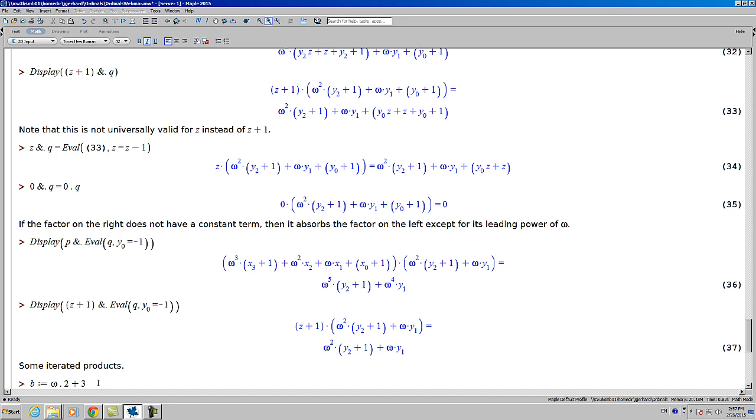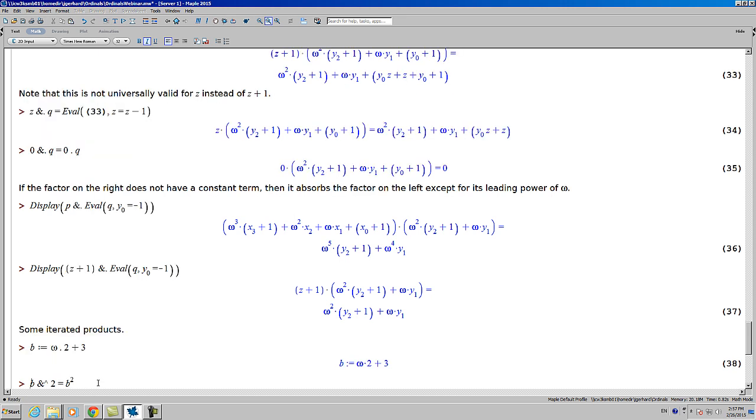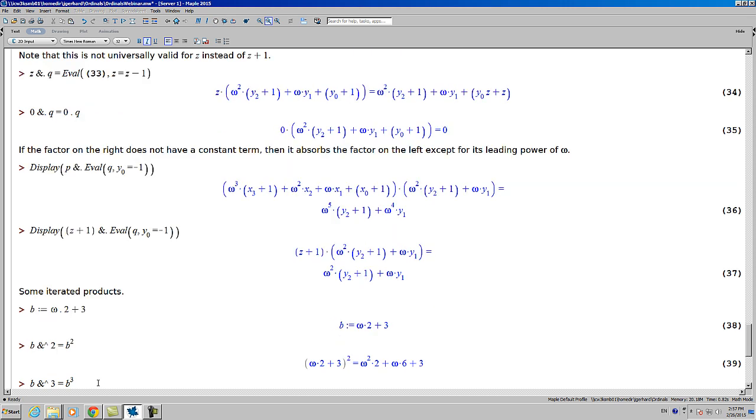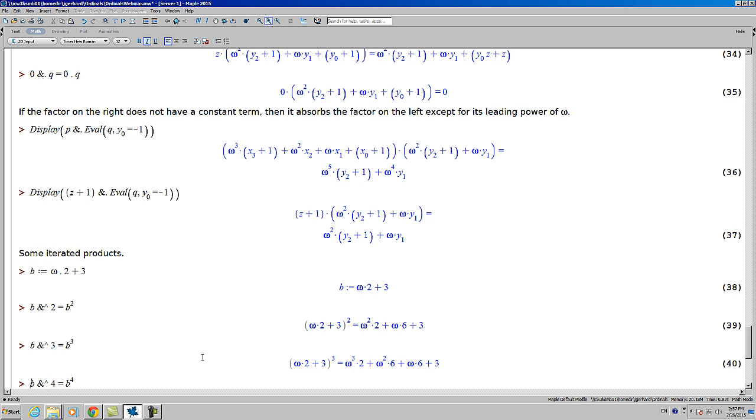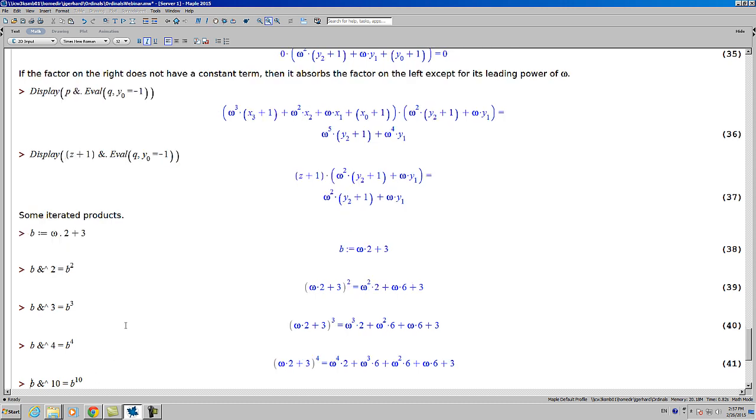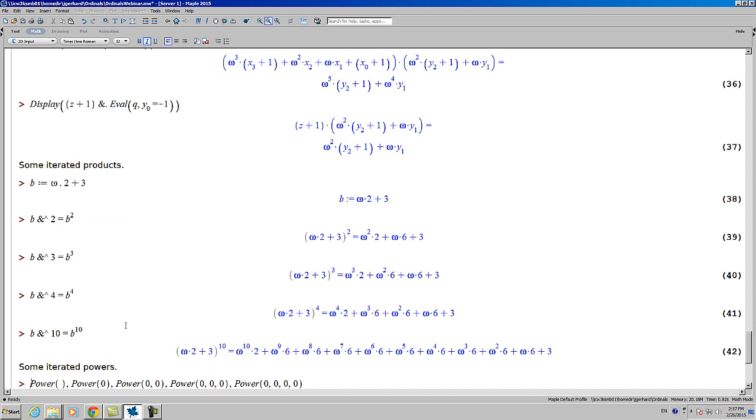Okay, let's look at some iterative products. So we define a simple ordinal with two terms here, omega times 2 plus 3. We can square it, we can cube it. And what you see is that the leading terms and the constant terms remain the same, and only the terms in the middle grow, but they don't grow as much as one would expect. So if you would multiply these as polynomials, then you would expect some binomial coefficients to creep in, but that's actually not the case. So the coefficients don't grow any further even if we increase the powers.